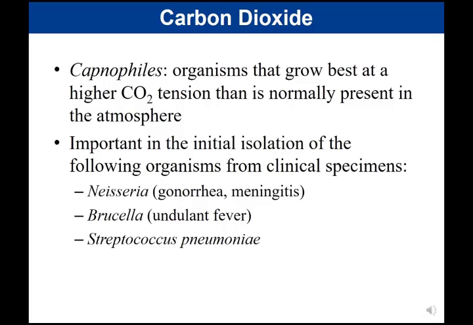So, in addition to oxygen concentrations playing an important role in microbial growth, carbon dioxide also plays an important role. A capnophile is an organism that grows best at higher CO2 tensions than is normally present in the atmosphere. These organisms typically require a lower oxygen concentration but a higher CO2 concentration, and they can be grown in a candle jar.